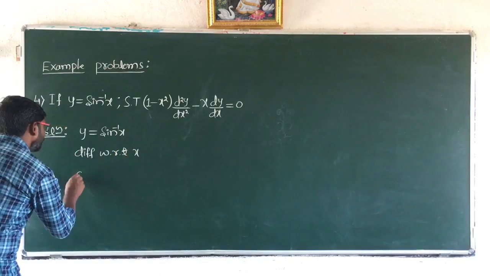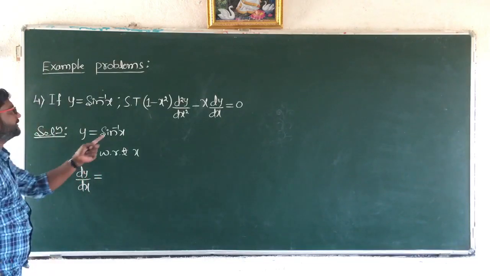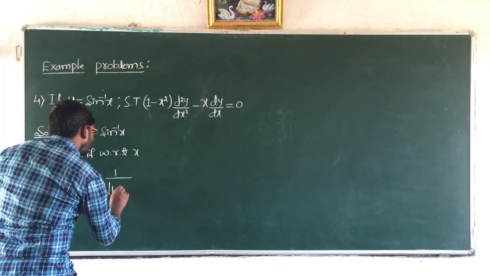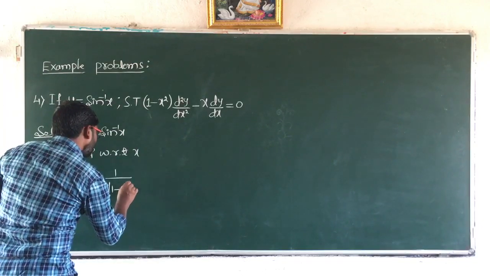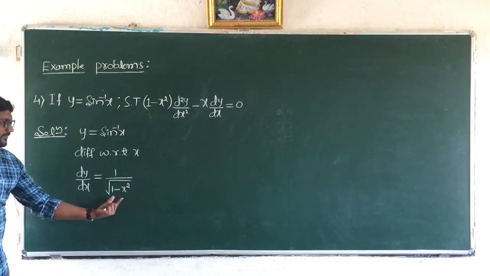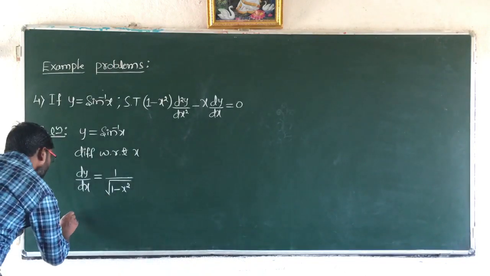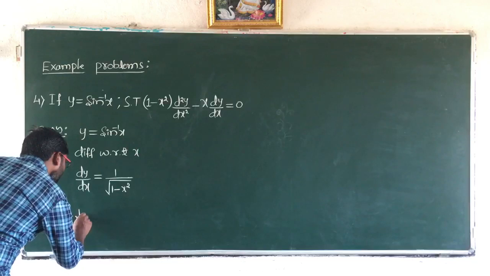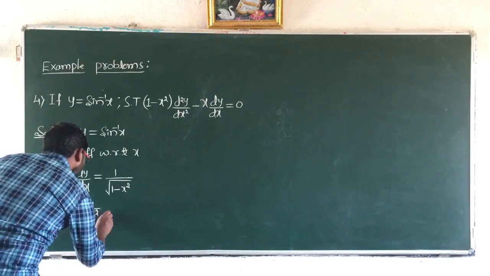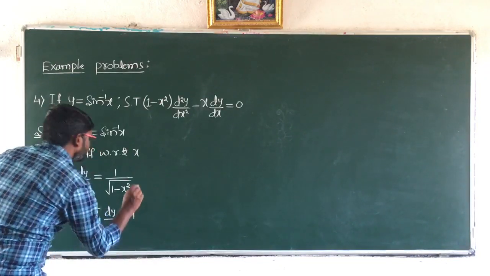We get dy by dx, which is equal to, what is the derivative of sin inverse x? It is 1 divided by under root 1 minus x square. So now in the next step you take the denominator to the LHS, it goes to the numerator. So now under root 1 minus x square into dy by dx, which is equal to 1.